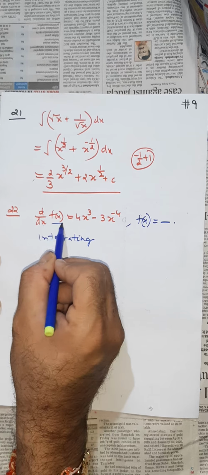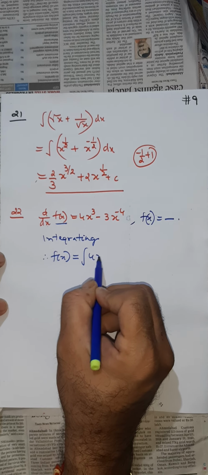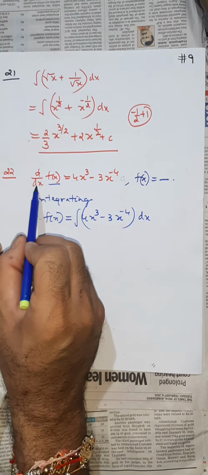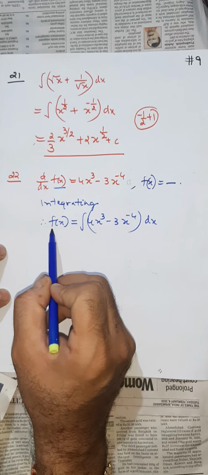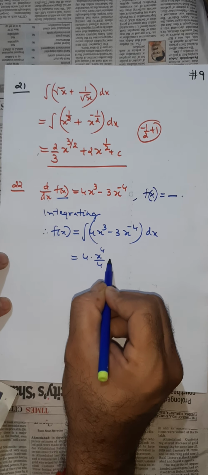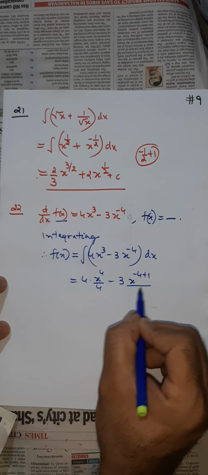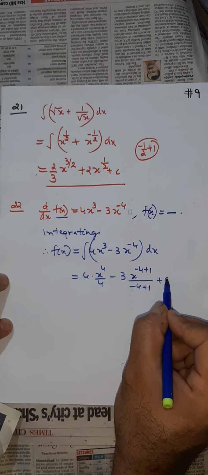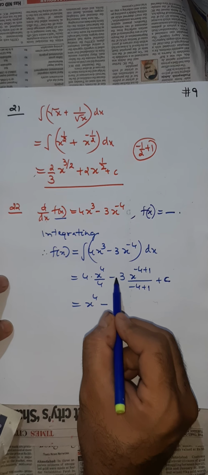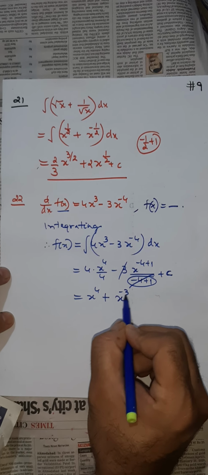So integral and d by dx gives us just fx. Here integration. So 4x cube minus 3 into x raised to minus 4 the whole dx. Integration and differentiation will get cancelled. Here fx in integration on this side. 4 as it is. Raise the power by 4 minus 3 into raise the power by 1. So minus 4 plus 1 upon minus 4 plus 1 plus c. Remember, don't forget to put this plus c. So this is x raised to 4. This is minus 3. So this gives us plus 3 and this will get cancelled. So you are just getting x raised to minus 3 plus c.